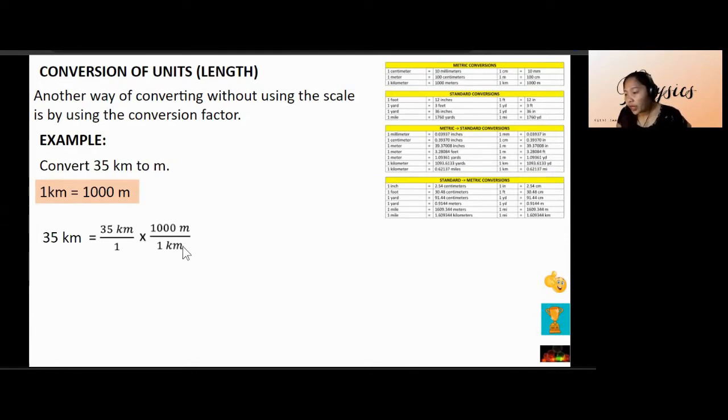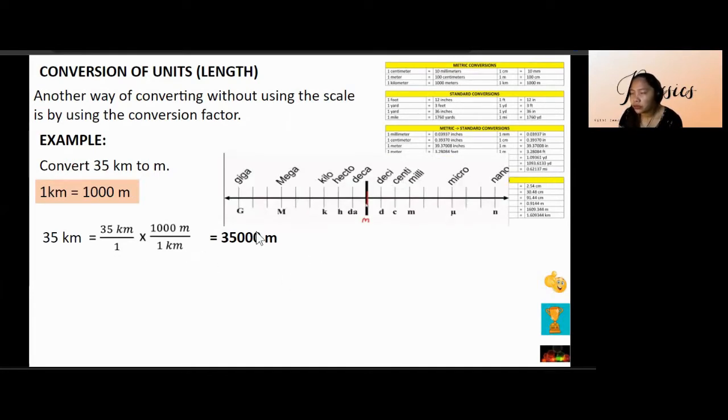So now that we have this, we can already start doing the calculation. We can use our calculator or we can manually calculate this. 35 times 1,000, that's equal to 35,000. And since kilometer is cancelled, now what we have left is the meter unit. 35,000 meter. If we're going to go back to the metric scale, kilometer to meter, there are 3 places, 1, 2, 3. We're just going to the right of the decimal point.